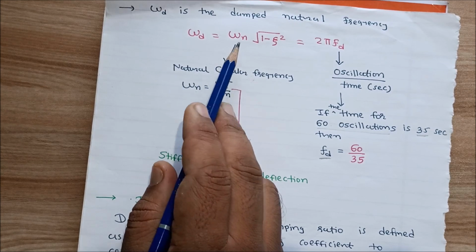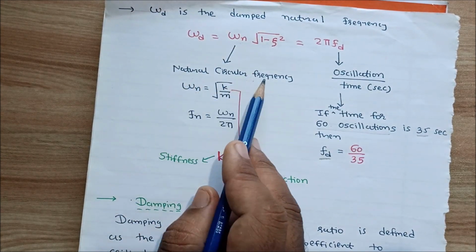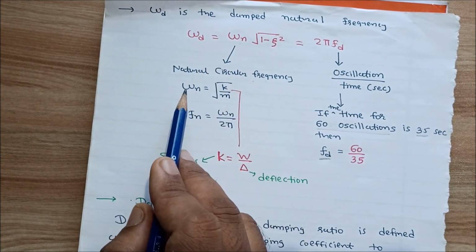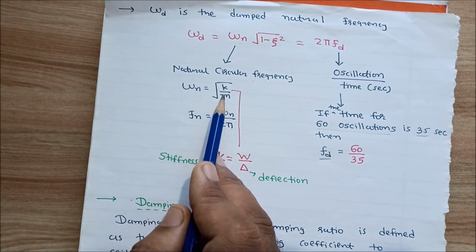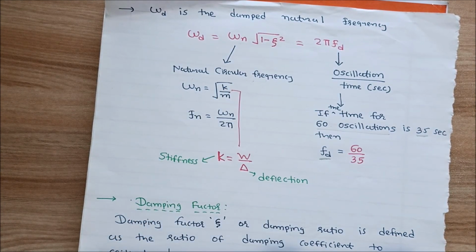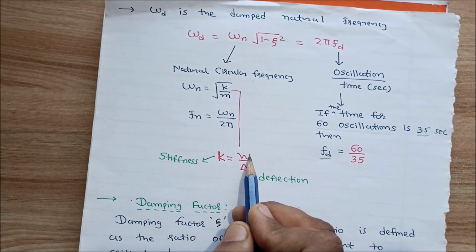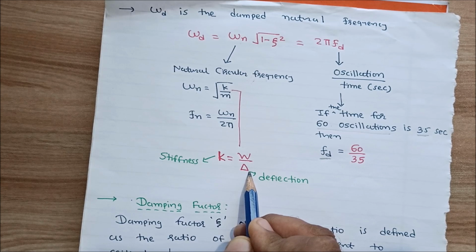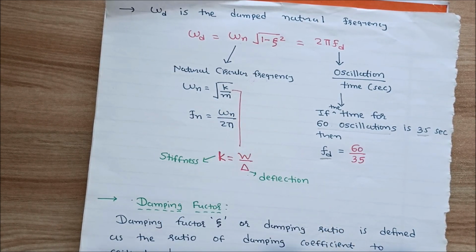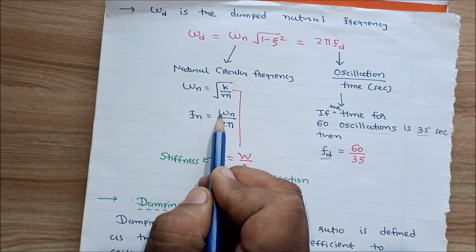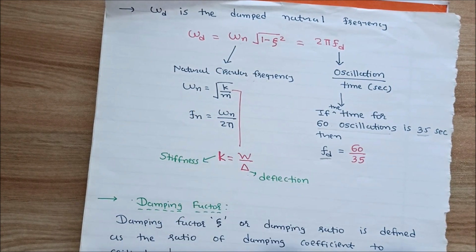Again, omega n is the natural circular frequency, and you can find omega n is equal to under root k by m. What is the meaning of k? K is the stiffness. Stiffness k is equal to the load required per unit deflection, that is w divided by delta, and m is the mass. Natural frequency is omega n divided by 2 pi. So remember this equation, you can use it in other numericals also.